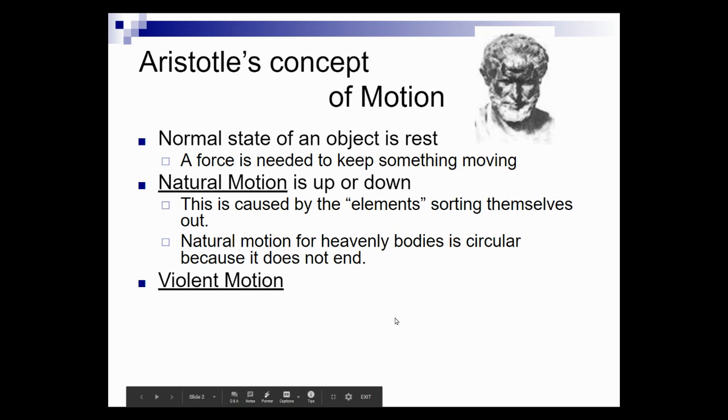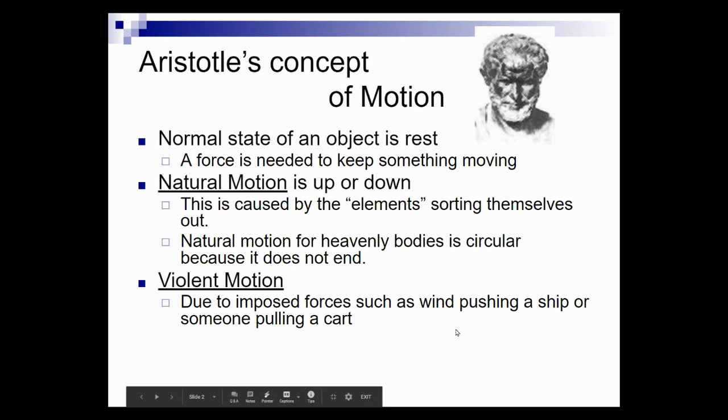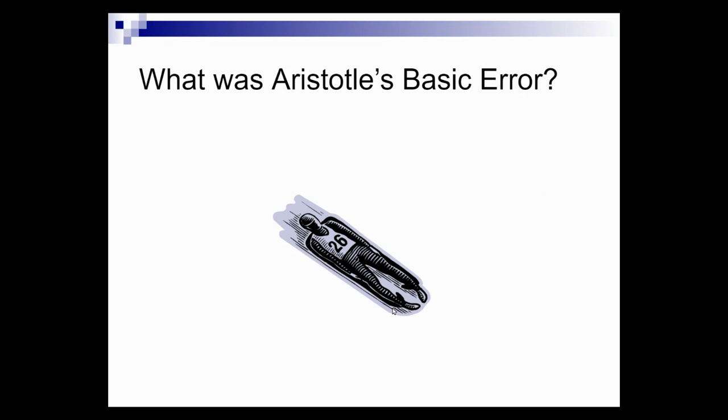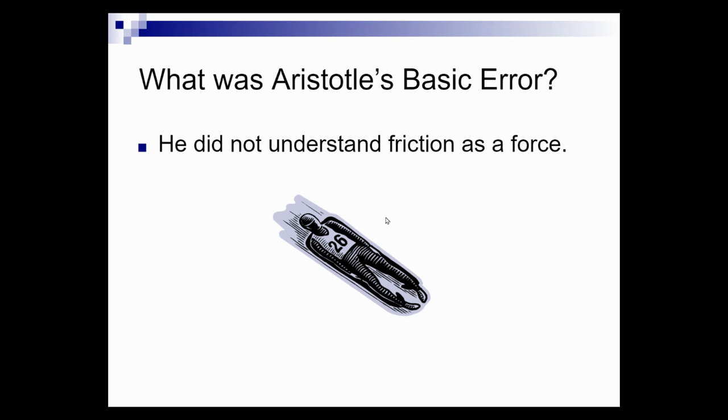Then he talked about violent motions, basically due to imposed forces such as wind pushing a ship or something pulling a cart. So what was Aristotle's basic error? It was this: he didn't understand that friction was a force. He just did not ever take that into account.